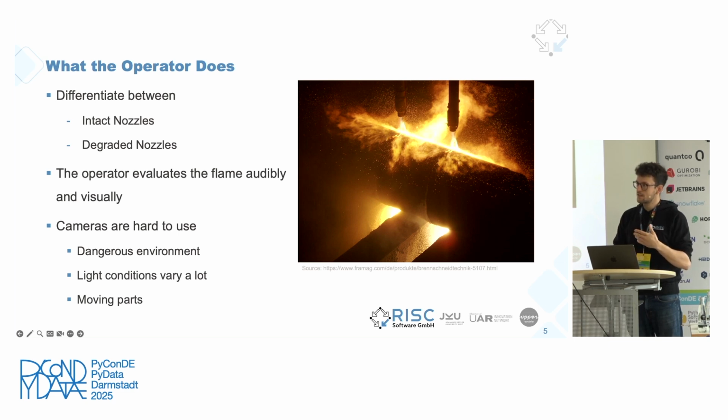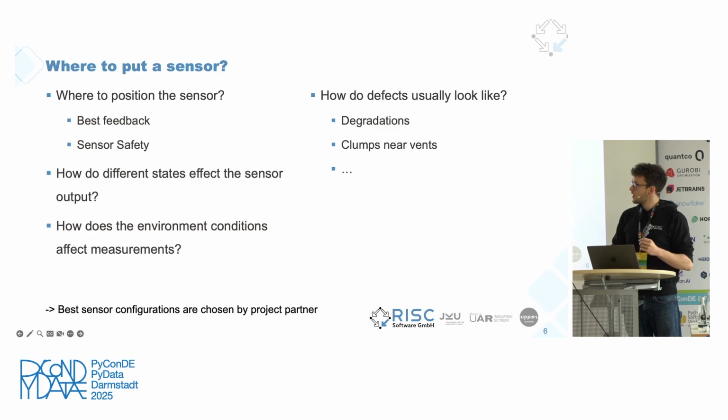So we started out by coming up with sensors and testing those sensors, and if we can differentiate it. Initially we had a lot of questions. First of all, how do degradation and defects actually look? Normally you have clumps which are forming, or you have material which is slowly degrading from the heat near the nozzle. That's the usual issue here.